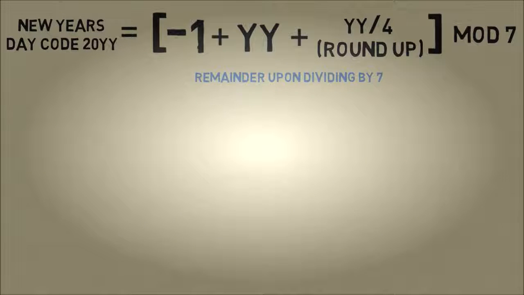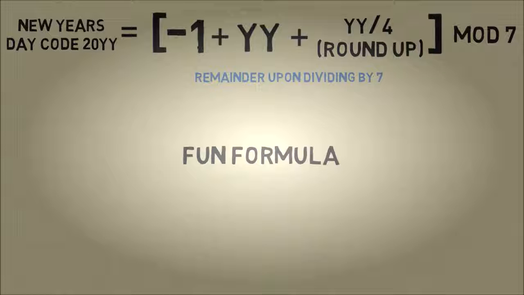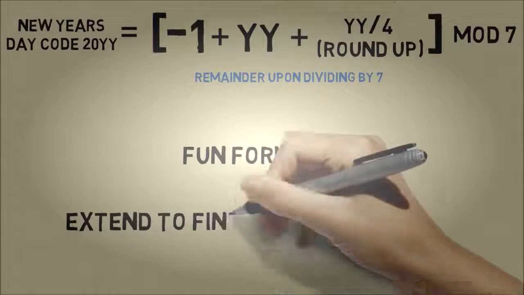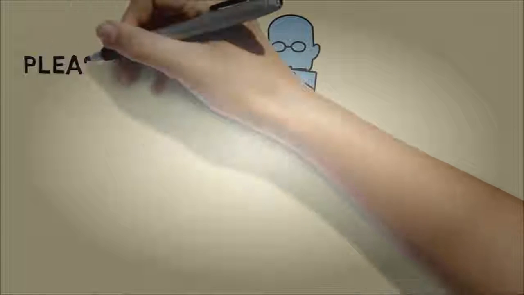So this formula is something that you can use. It's actually a pretty fun formula. You can take any year from 2000 to 2099 and figure out when the new year started. And once you know this trick, you can actually extend it to find the day of any date. And if you're interested, I'll make a future video on that.